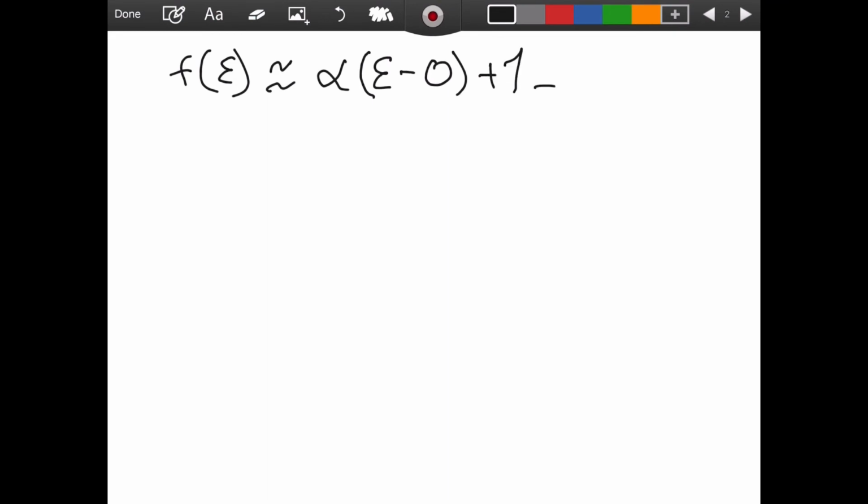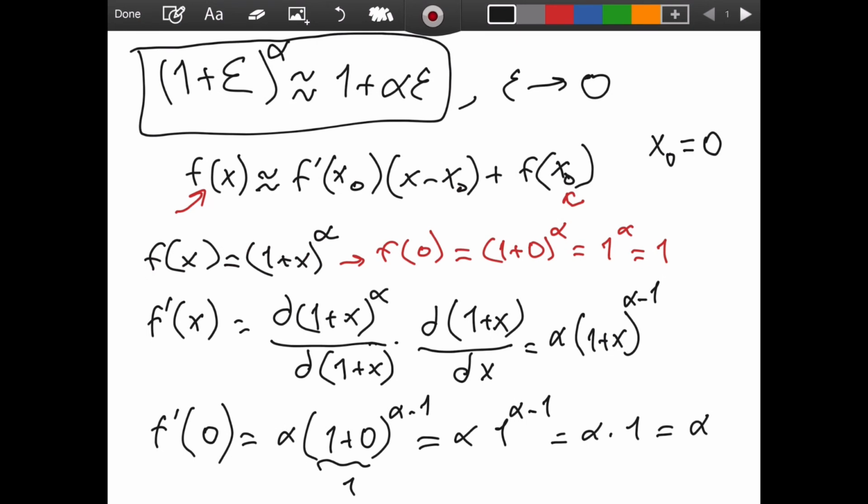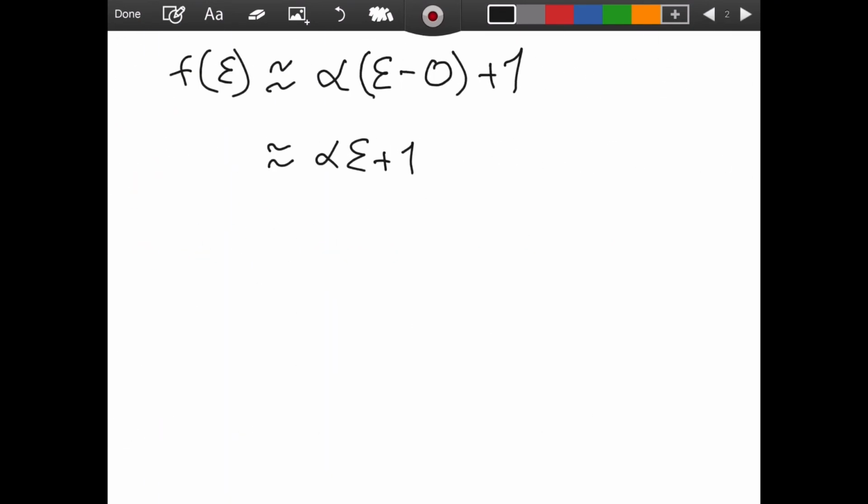So let's simplify this, and we are actually very close to the end. And actually, let me do it in a line below. Okay, we have approximately equal sign alpha times epsilon plus 1. And f of epsilon, well, look at the definition of f. It is 1 plus x raised to the power of alpha. So we substitute for x, and we have 1 plus epsilon raised to the power of alpha.